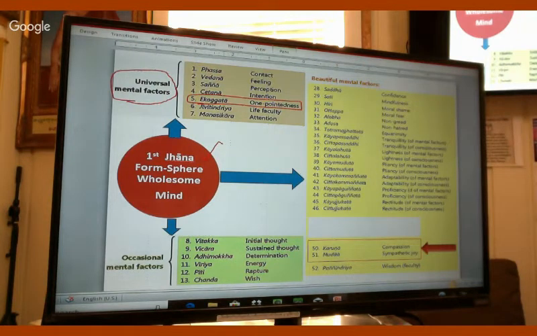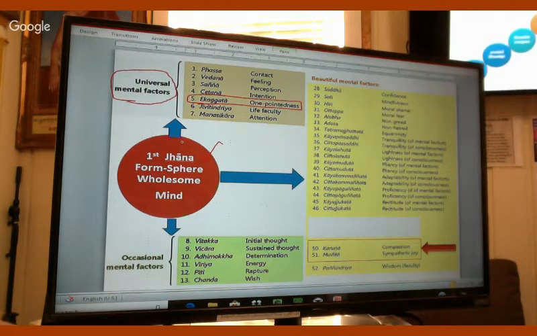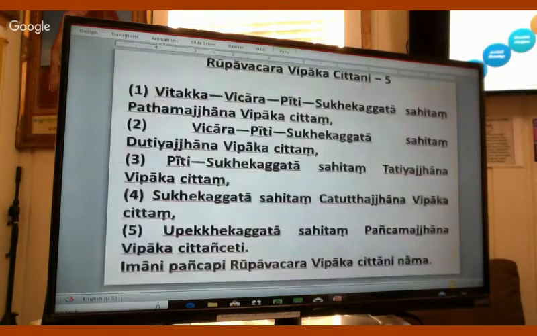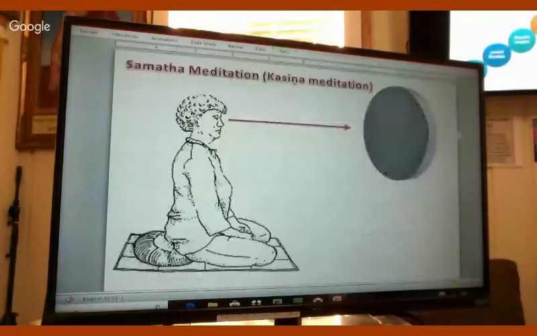So here the first jhana, form sphere consciousness, is working with ekagata as a jhana. I will show the process of mind, I will explain. Right now, if you want, you can see here. I put the picture like this. That kind of process of mind, if you attain a jhana like this.